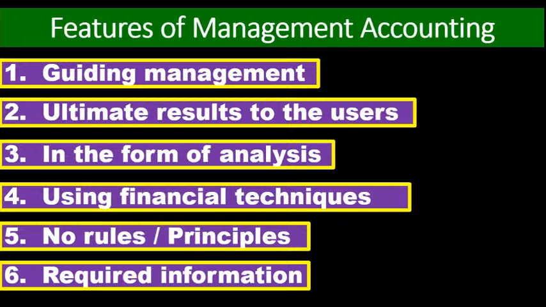Next one, required information. Required information means the management gets the information for which purpose the information is available. That information can be prepared. Okay, the sales turnover ratio information, budgetary control information, cash flow statement information, fund flow information, whatever it may be. Means as per the requirement of management, the information can be prepared. Okay, these are all features of management accounting.